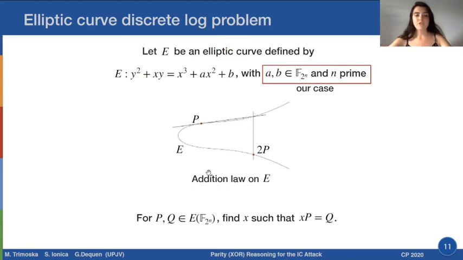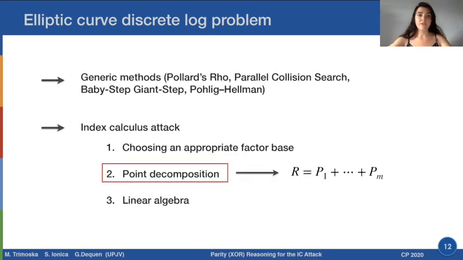So the discrete log problem is defined this way. We have 2 points on the curve, P and Q, and we need to find how many times P has been added to itself in order to obtain Q. So we need to find the scalar X here. So this elliptic curve discrete log problem can be solved using different algorithms. You have the generic methods that are able to solve the discrete log for elliptic curves over any field, but you also have the index calculus attack, for example, that cannot be used for every group.